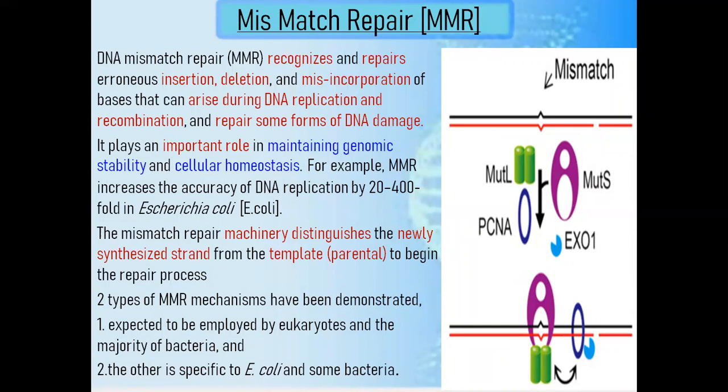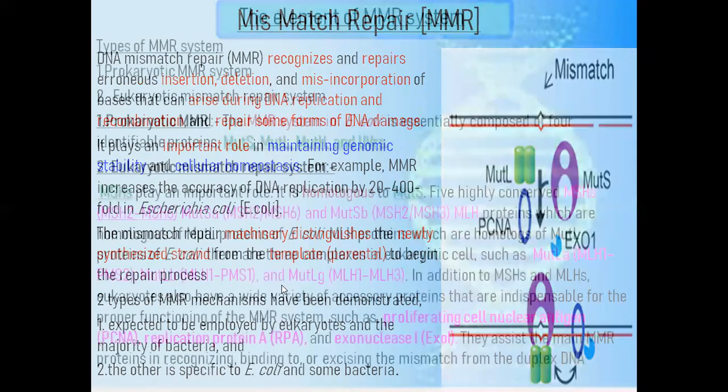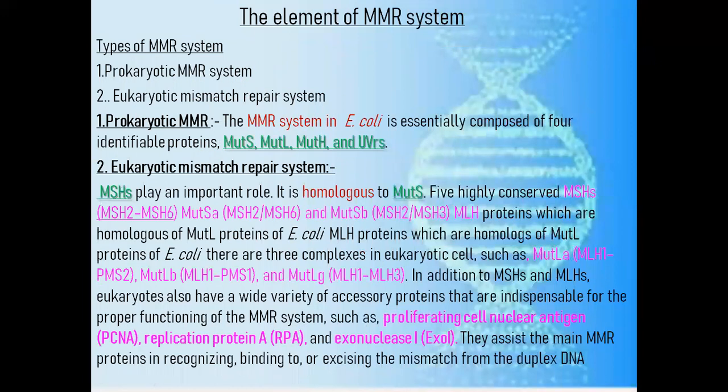coli bacteria. The mismatch repair machinery distinguishes the newly synthesized strand from the template or parental strand to begin this repair process. Two types of MMR mechanisms have been demonstrated. One is employed by the eukaryotes and the majority of the bacteria. The other is specific to E. coli or some bacteria. Types of MMR system: prokaryotic MMR system and eukaryotic mismatch repair system.